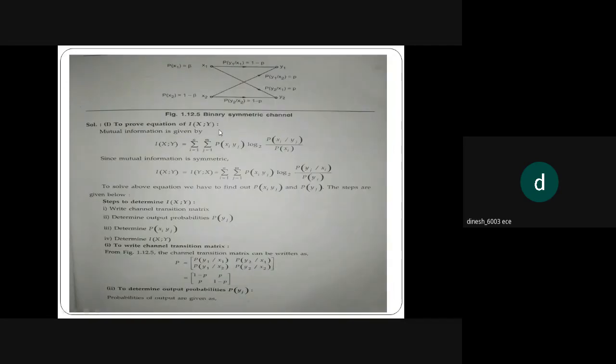So what is this channel transition matrix? The channel transition matrix is here. Just now we found 1 minus p, p, p, 1 minus p. So write it here. What is P of x1? Go to the diagram. P of x1 is beta, P of x2 is 1 minus beta. So beta, 1 minus beta into 1 minus p, p, p, and 1 minus p.